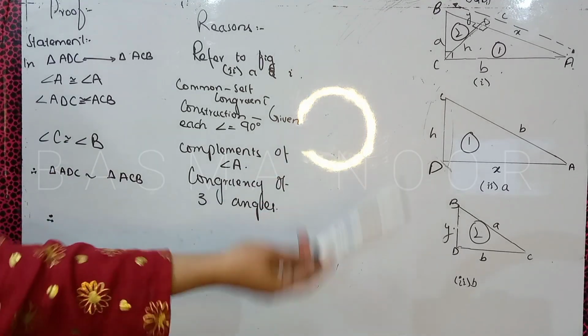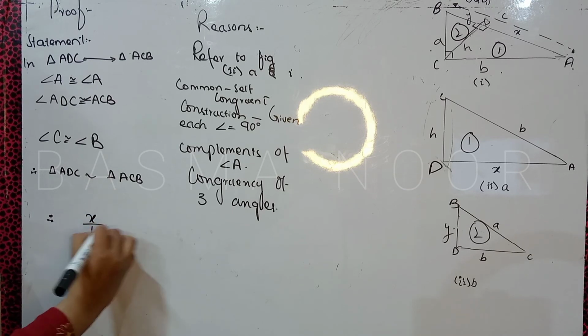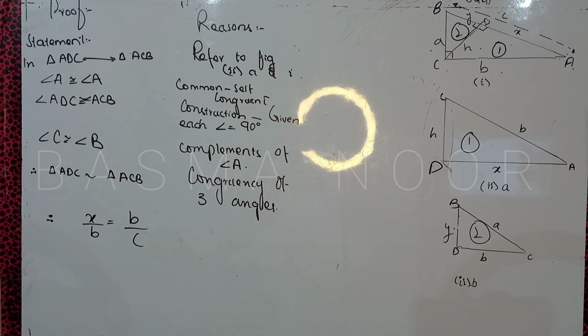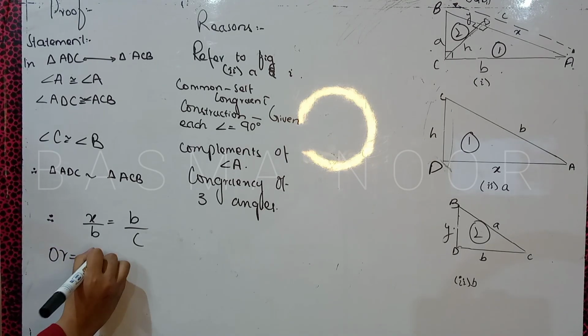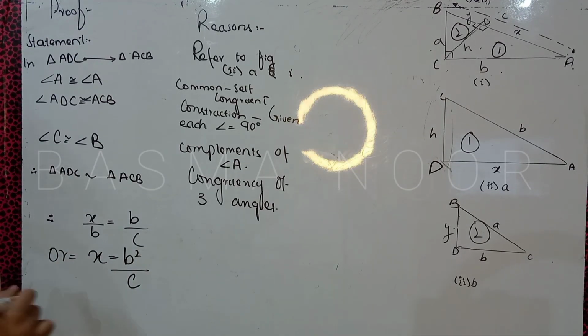So x over b is equal to b over c. How? Let me show you. X over b is equal to b over c, because these two are only one triangle, not two. Or we can say that x is equal to b square over c, because b comes here and it becomes b, so divided by c.